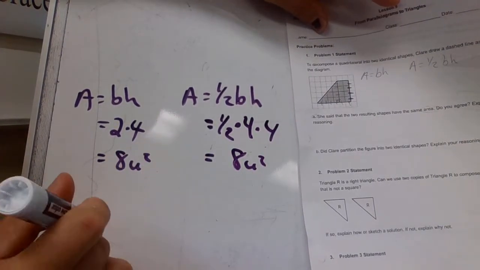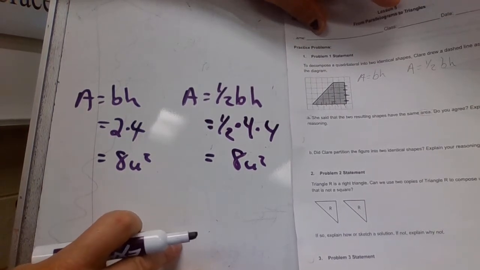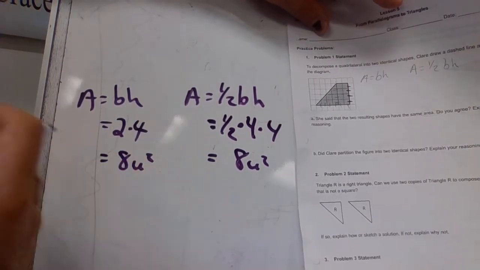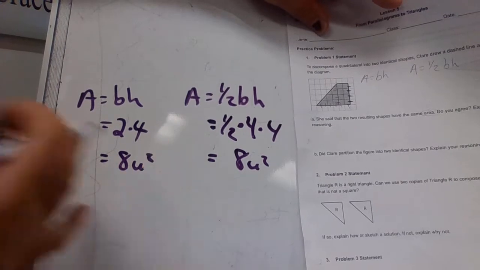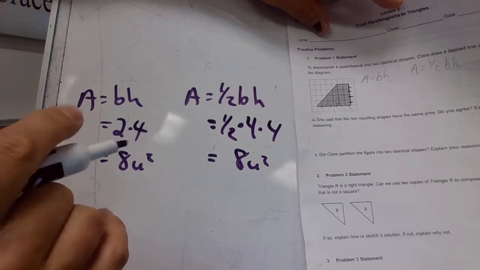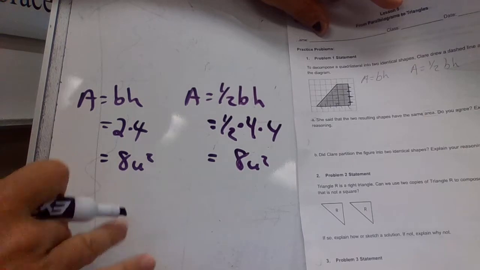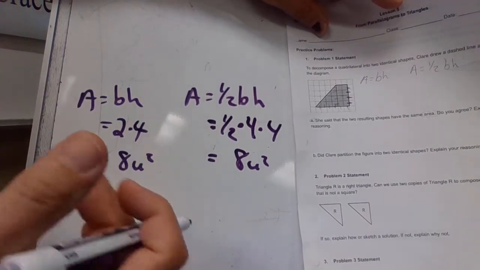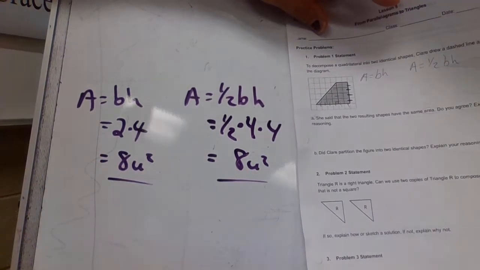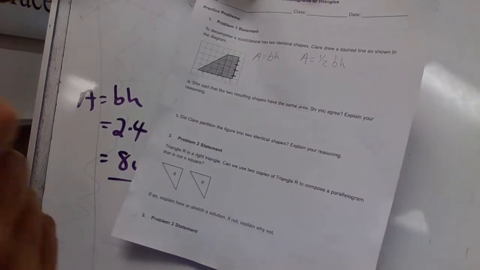So in this instance, yes, they do have the same area. When it says explain your reasoning, just explain in your own words. You don't have to use what I'm going to say. Just use your own words. So they have the same area. After we calculate, use the formulas, and solve, the resulting answer is 8 units squared for the rectangle, 8 units squared for the triangle. So they do have the same area. Let's look at the rest of it.